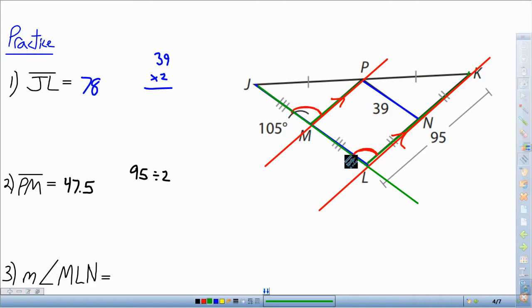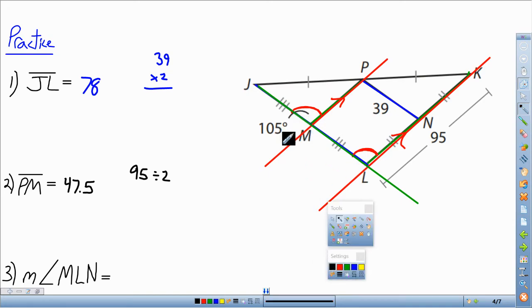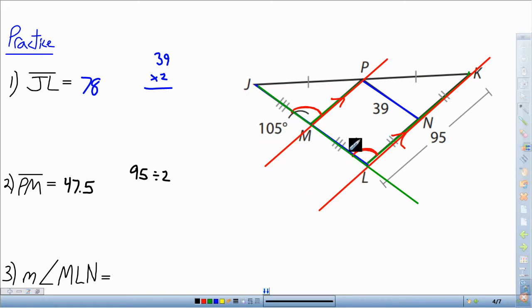Okay, so I'm looking at these two angles and I'm realizing, oh, these are on the same side of the transversal, same side of the parallel lines. Technically, they are corresponding angles. All right, but more importantly is to realize that that means they're congruent. If this is 105, this is 105. Okay, there's our answer.